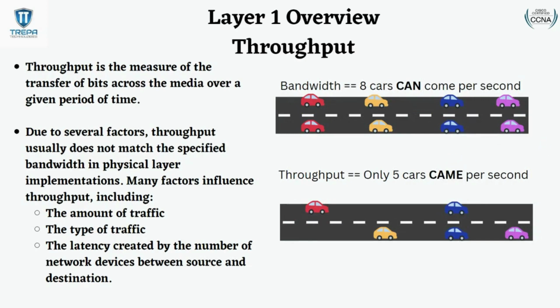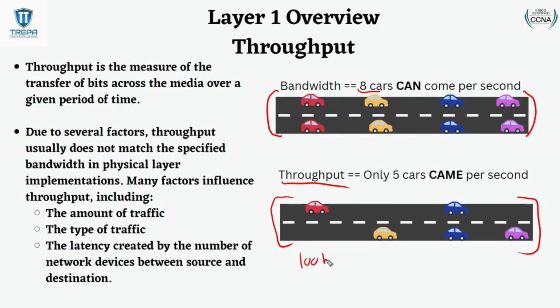Now, let's get into something that a lot of net engineers and network admins confuse, and that is throughput. Bandwidth is the capacity of what is totally available. If you look at our example here, we have this highway, and in this section of highway, we say that a total of 8 cars can come per second. Now, how many cars actually go on this road is called throughput.